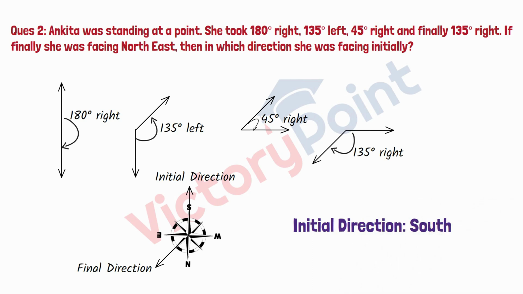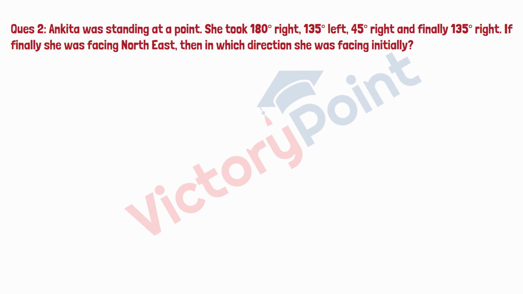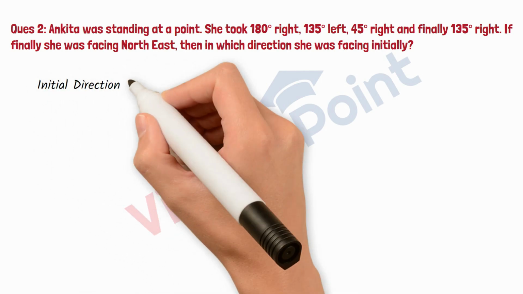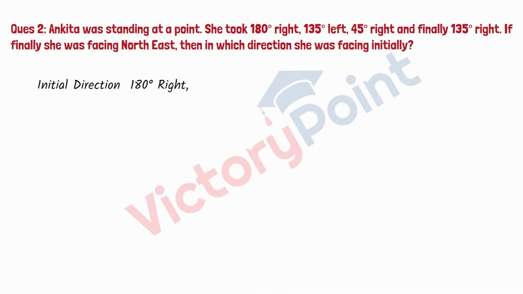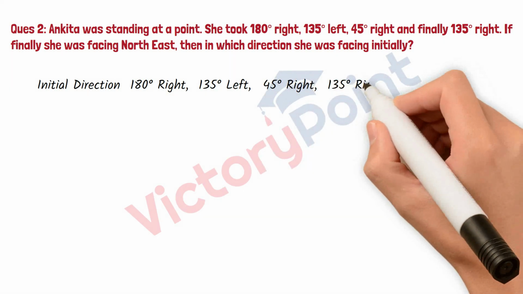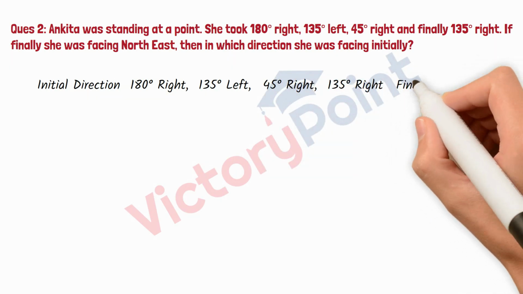Now let's see one more method of solving this. So from the initial direction Ankita is taking 180 degree right, then 135 degree left, then 45 degree right, and again 135 degree right, and reaches the final direction.